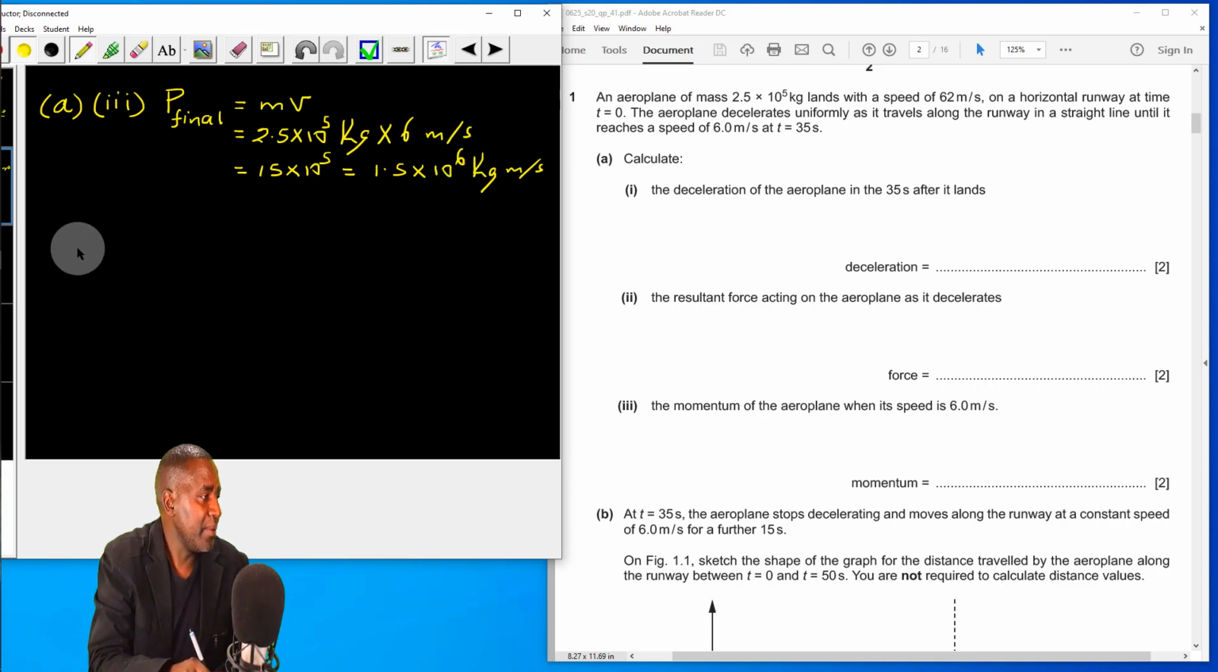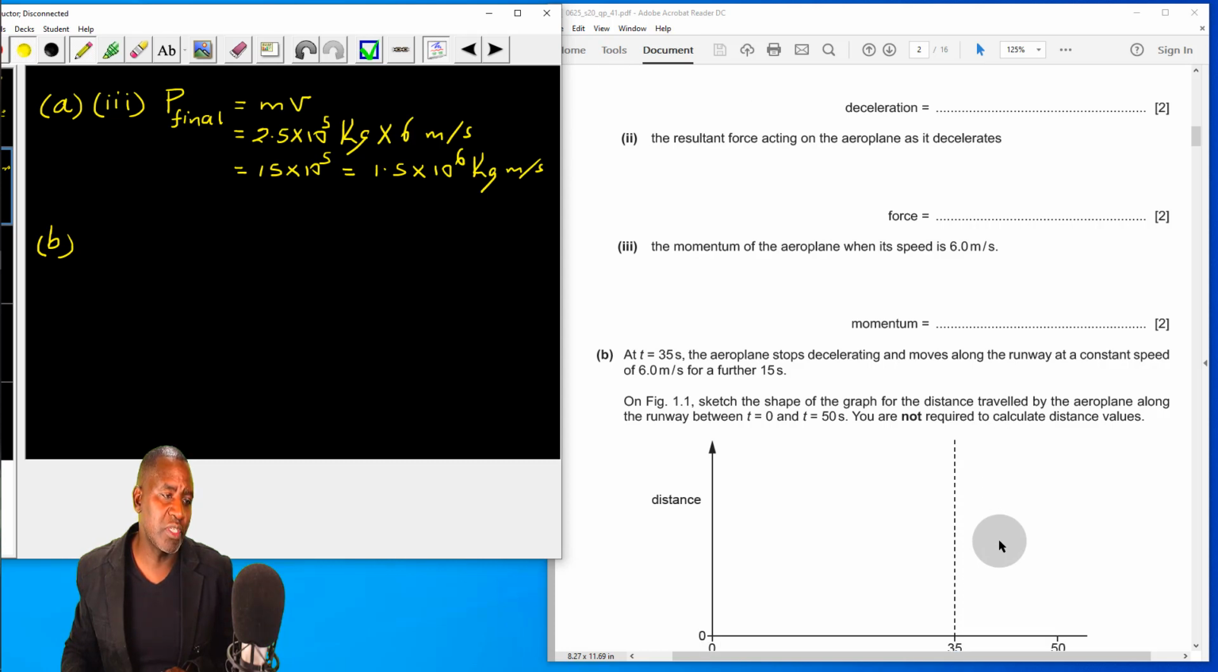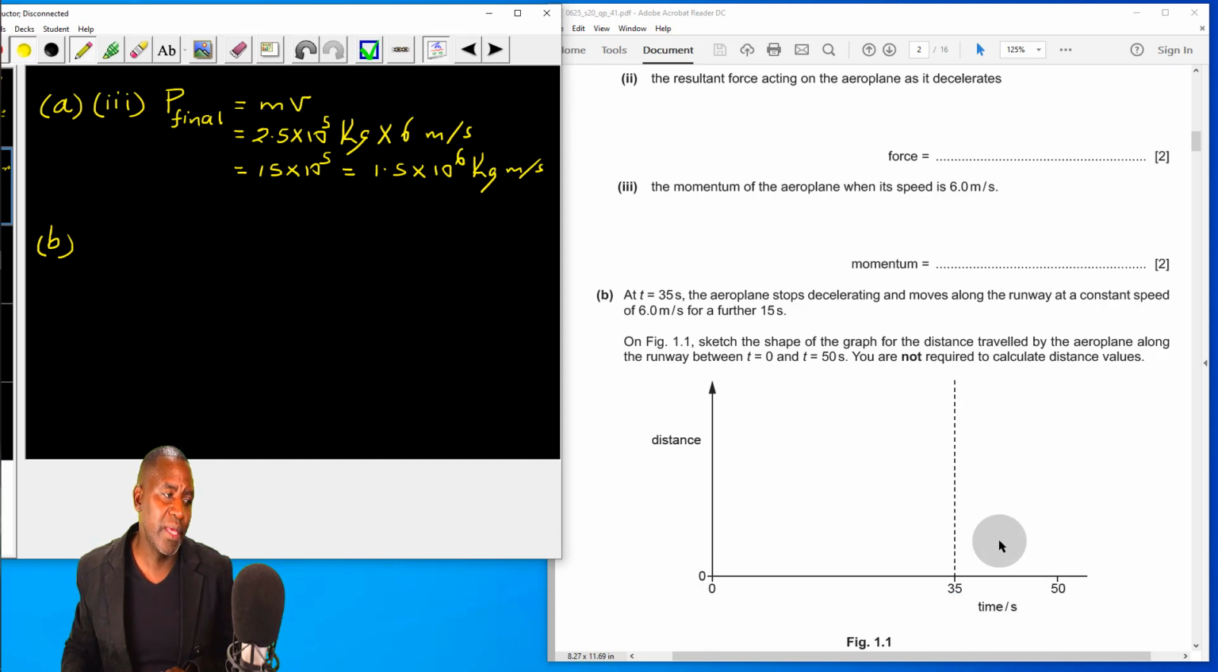Then part B, let's quickly go to part B. At time t equals 35 seconds, the aeroplane stops decelerating and moves along the runway at a constant speed of 6 meters per second for a further 15 seconds. On figure 1.1, sketch the shape of the graph for the distance traveled by the aeroplane along the runway between t equals 0 and t equals 50. You are not required to calculate the distance values. We just need to sketch the shape of the graph for the distance covered.